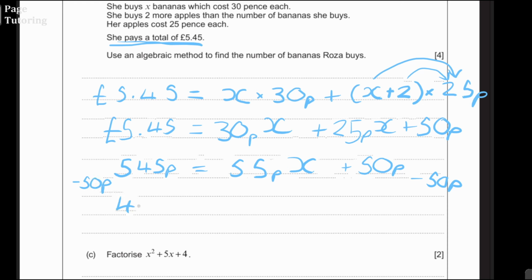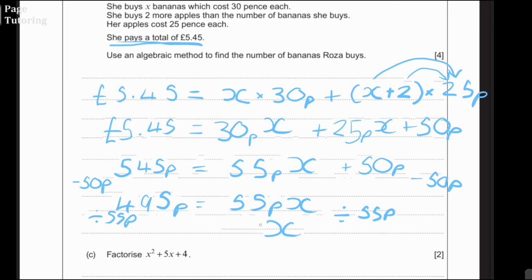So this would be £4.95, or 495 pennies, equals 55 pence times x. So now this is the final step. We're going to divide through. We just want x on its own. At the moment we've got 55 times x, so we're going to divide both sides by 55p.